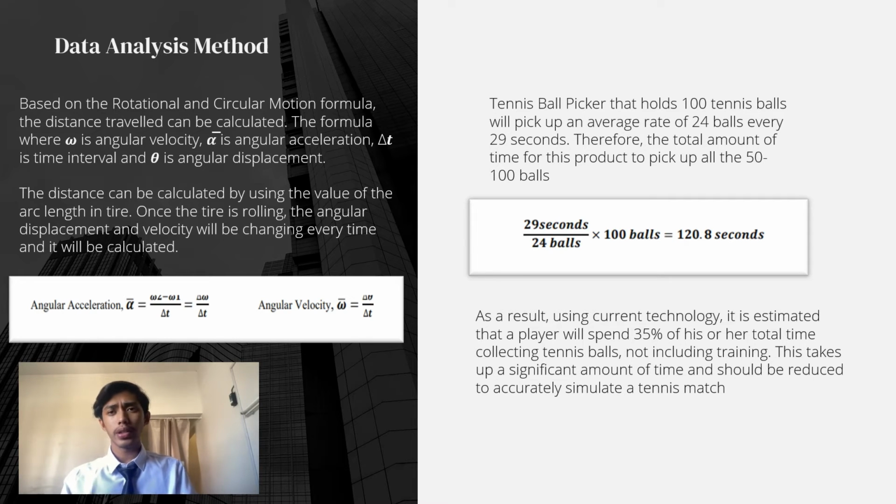For example, we can see that the tennis ball picker that holds 100 tennis balls will pick up an average rate of 24 balls every 29 seconds. Therefore, we can calculate the total amount of time for this product to pick up all the 50 to 150 balls. As a result, using current technology, it is estimated that the player will spend 35% of his or her total time collecting the tennis balls, not including training. This takes up a significant amount of time and should be reduced to be similar to a tennis match.